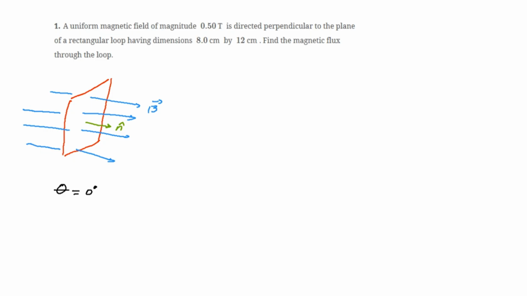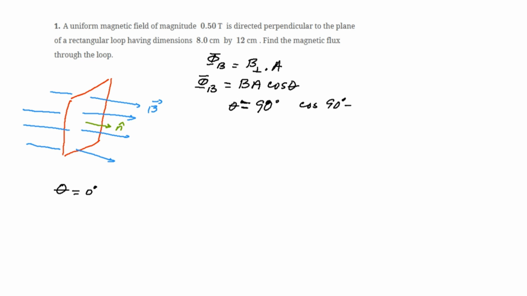0 degrees. So we know that the formula to calculate the magnetic flux is BA cosine of theta, which comes from B perpendicular times A. And B perpendicular would be B cosine of theta. So we get that this is BA cosine of theta. Now, since theta is equal to 0 degrees, the cosine of 0 degrees, if you evaluate in your calculator, is going to be 1.